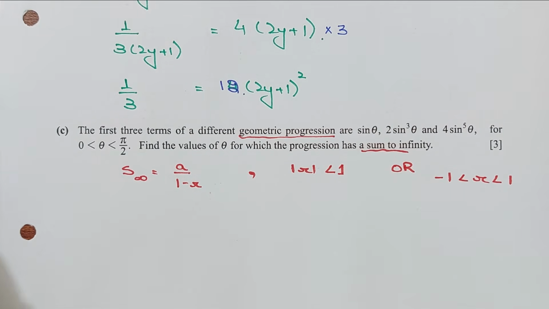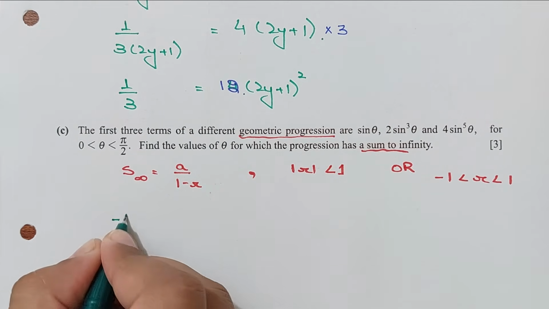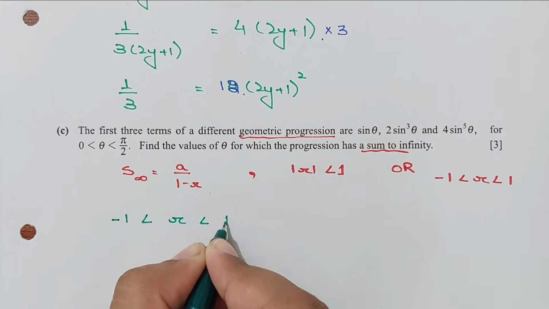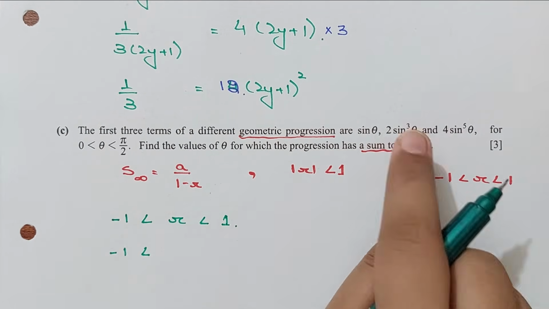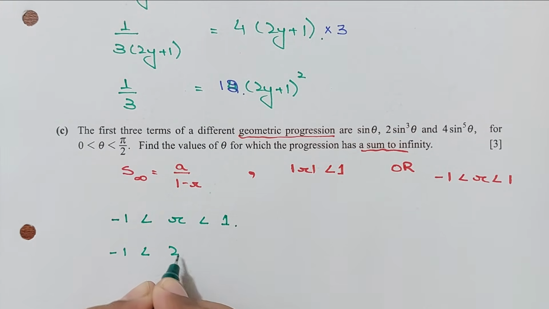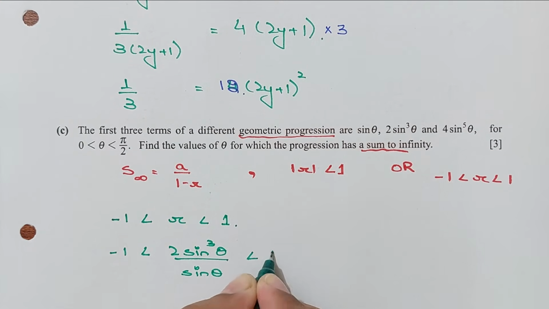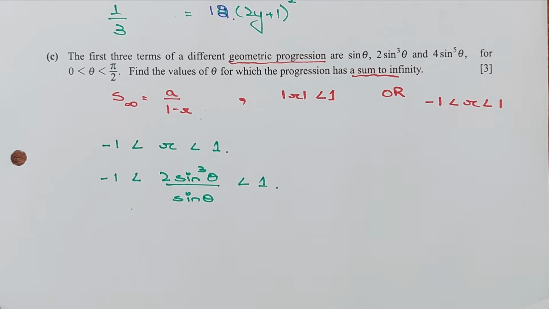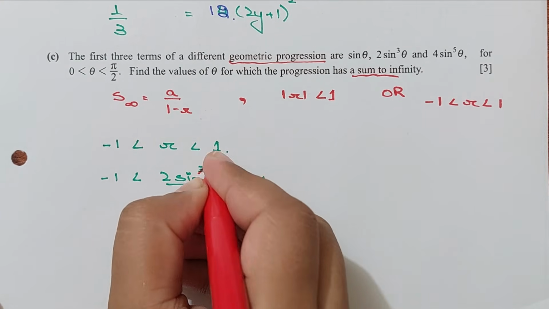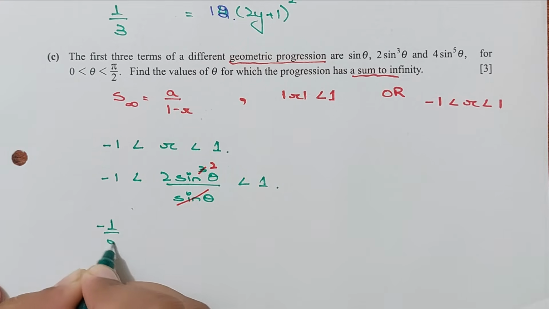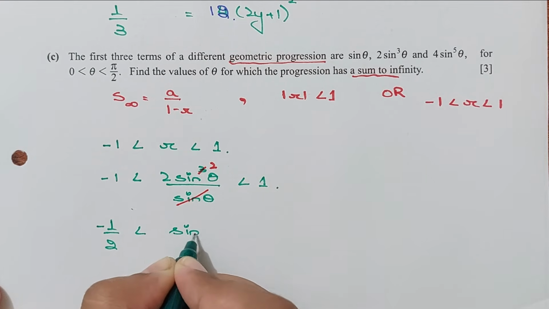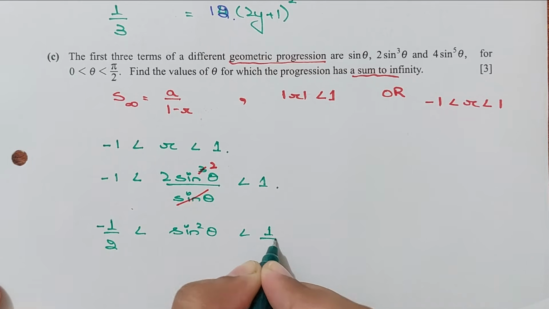So let me solve for r. What is r in this case? Minus 1 is less than r is less than 1, right? r is the common ratio, so minus 1 is less than the second term over the first term, which is 2 sin cubed theta over sin theta, is less than 1, right? Now sin theta is cancelled with sin theta, we are left with sin squared theta. So dividing by 2, minus 1 by 2 is less than sin squared theta is less than 1 by 2, right?